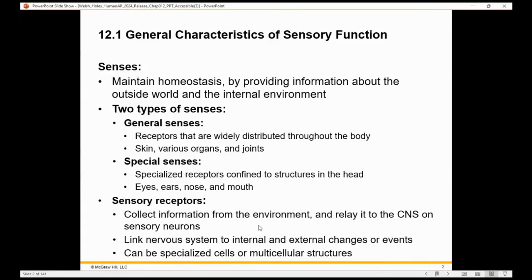Sensory receptors collect information from the environment, then relay it to the central nervous system on the sensory neurons. They link the nervous system to internal and external changes or events, and they can be specialized cells or multicellular structures.